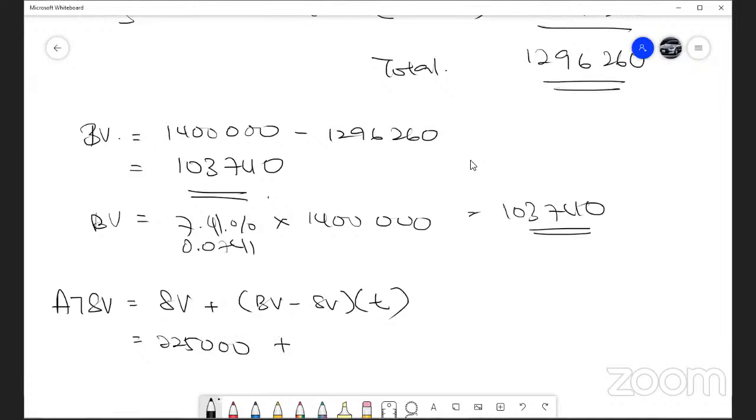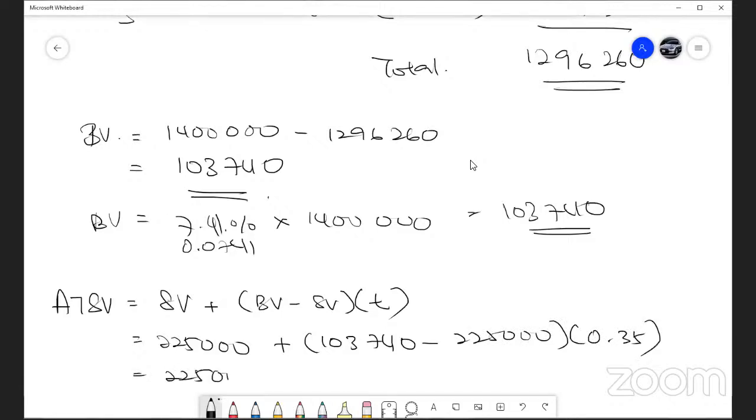Now you got book value 103,740 minus 225,000 times your tax of 0.35. So you got higher tax shield already now. 103,740 minus 225,000, multiplied by 0.35. You got negative 42,441.